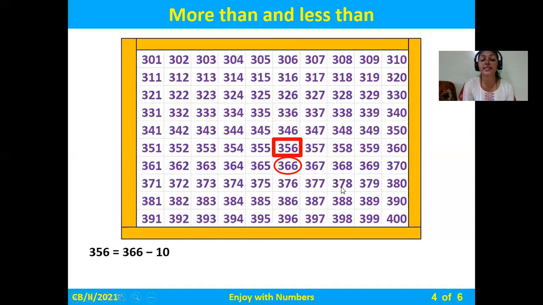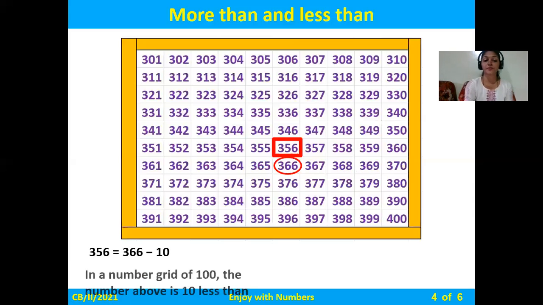Another one. The number 378. When I say 10 less than 378, what is the answer I would be getting? Remember, it is in the 10th place that you have to make it less. Now 378, in the 10th place I have 7. So what would be the answer here? 368. So I hope that is clear now.